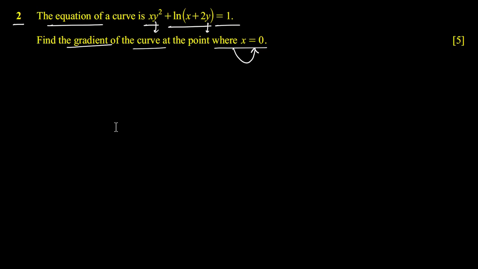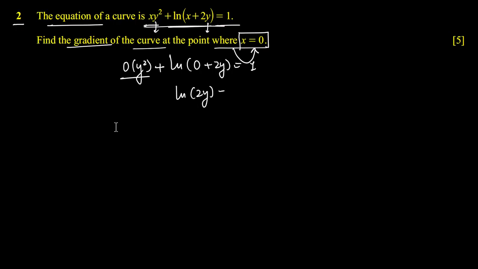So I'll plug the x value as 0 into the original equation of the curve to get y. We'll get 0 times y² plus ln x, which is 0, plus 2y = 1. This vanished and we are left with ln 2y = 1. So from here we get 2y = e^1. Again the simple rule: if ln a = b, then a is e^b. So I got 2y = e^1, or basically just e.